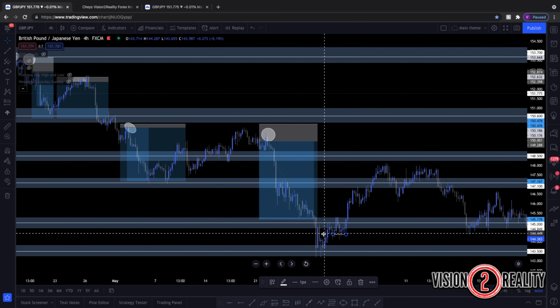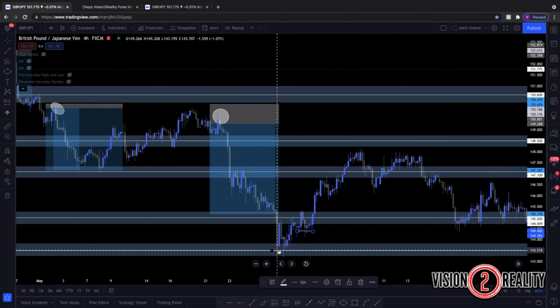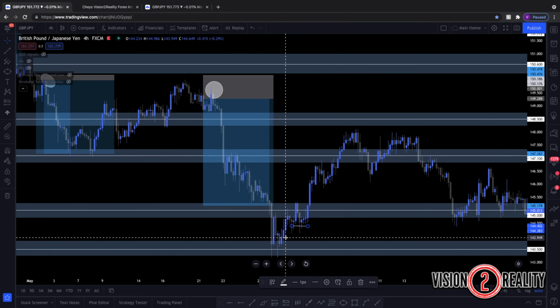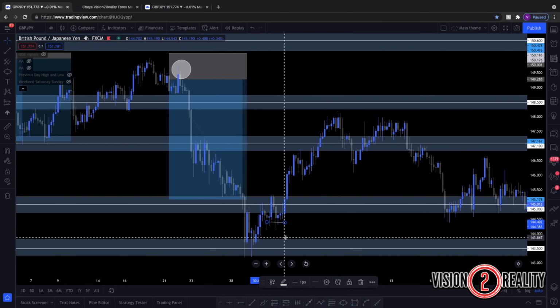So if I get a major impulsive move like this, and then I see this wick rejection, we have like this inverted hammer with a long wick to the upside, I'm going to think to myself, okay, price could be about to reverse.